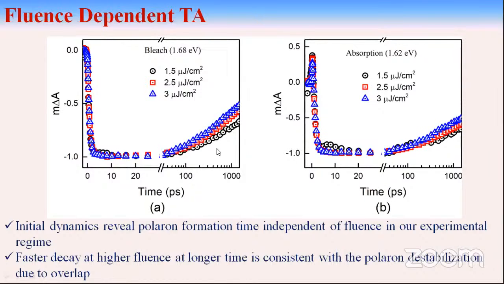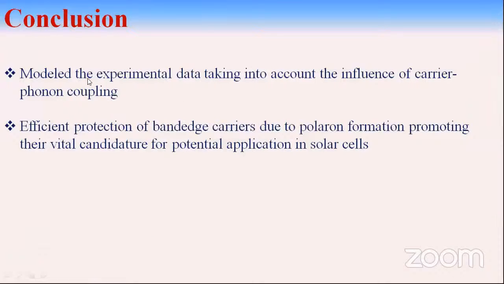So these were the studies we have performed, and I will conclude that we have seen a very efficient protection of the band edge carriers for nearly 30 picoseconds, and then the carrier slowly decays. This basically promotes the FePBI3 application in solar cells. In future, we will be performing cation and anion dependent studies, wherein by changing the cation site and the halide site, or by using alloying in the cation and anion sites, we can tune the polaron dynamics in these materials.